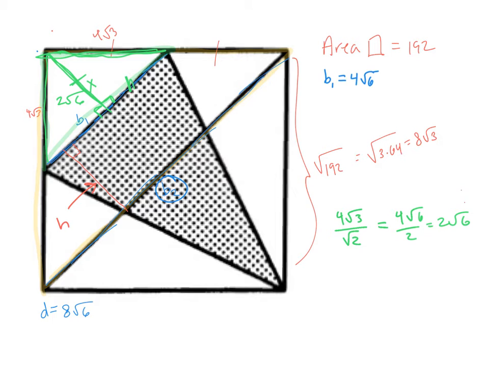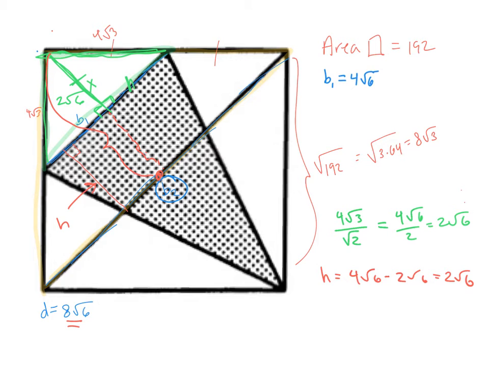Okay, and so then the way we can find the height now is, well, we know that this distance here, the height of the large 45, 45, 90, it's half a diagonal, and a diagonal is 8 root 6. So that's 4 root 6. So 4 root 6 minus 2 root 6 gives us the height. So the height would be 4 root 6 minus 2 root 6, which is 2 root 6.